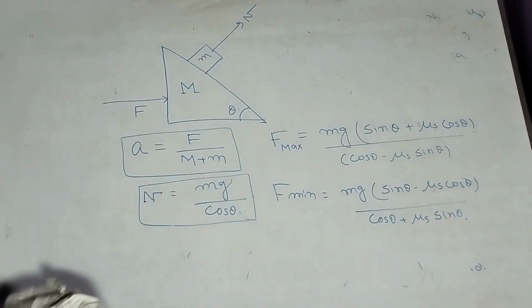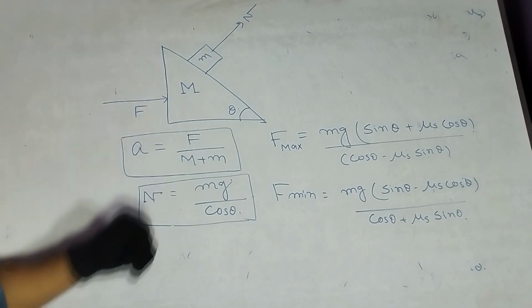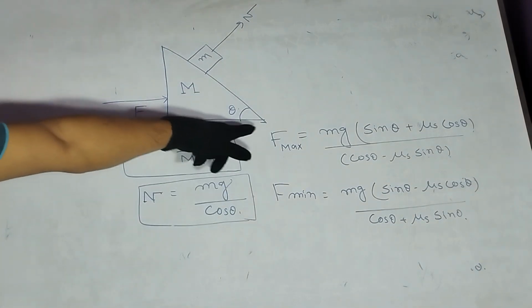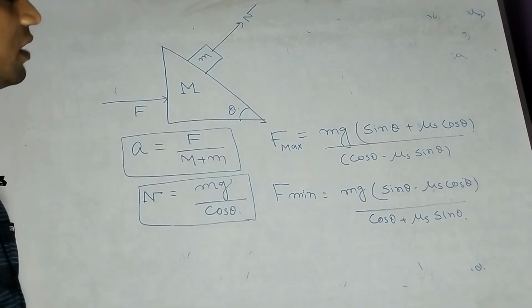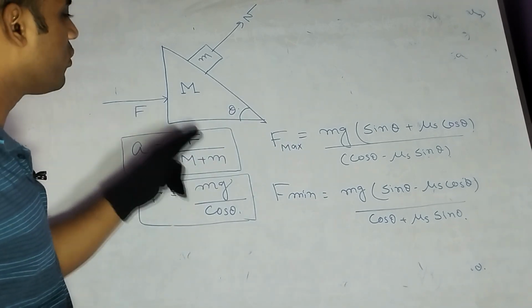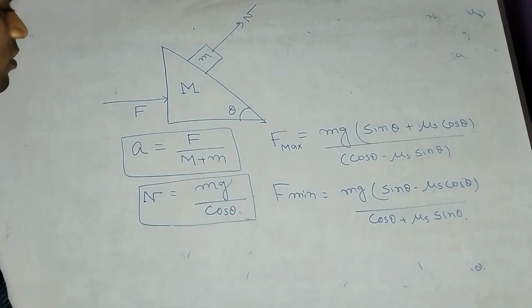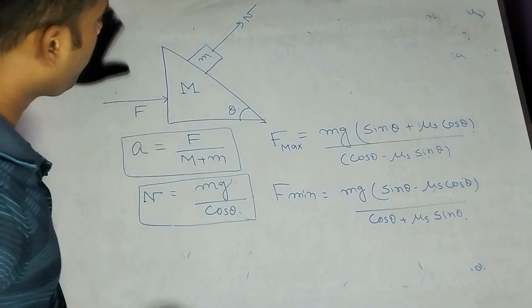If the force is applied perpendicular to the inclined plane, first calculate the acceleration, then the normal reaction on the block. Next, calculate the maximum force value: mg sin theta plus mu s cos theta, divided by cos theta minus mu s sin theta. The minimum force value is mg sin theta minus mu s cos theta, divided by cos theta plus mu s sin theta. This is the full body diagram.